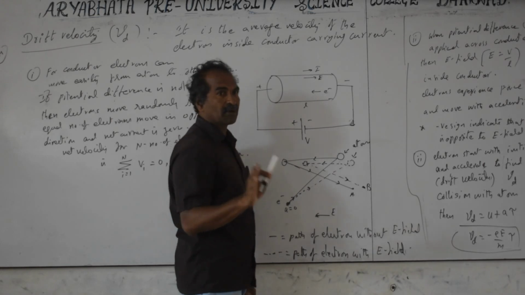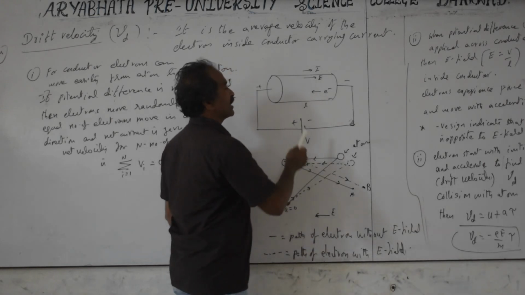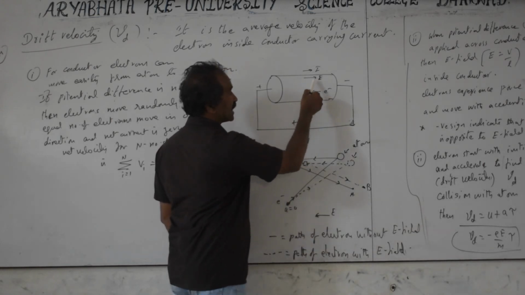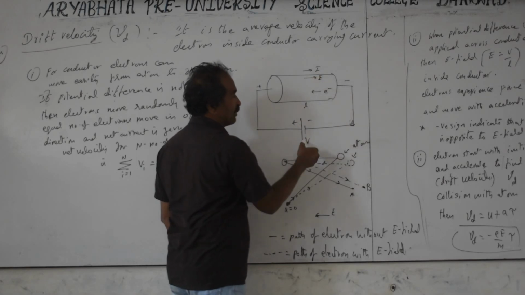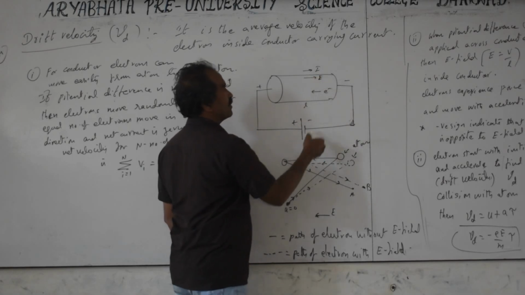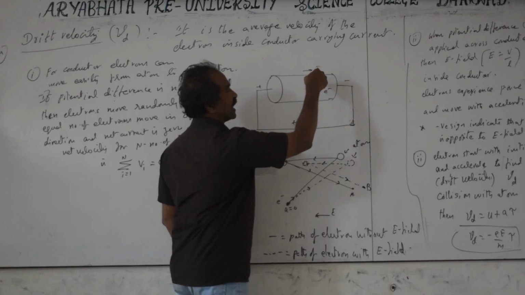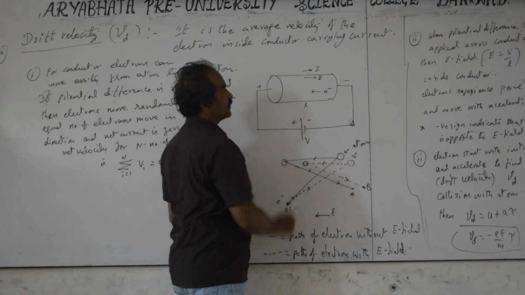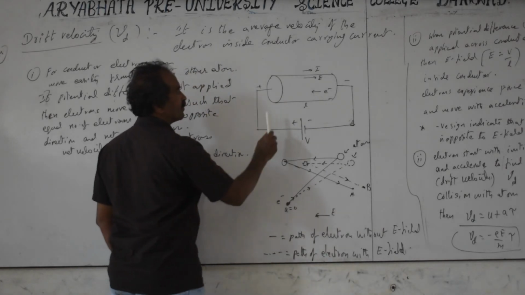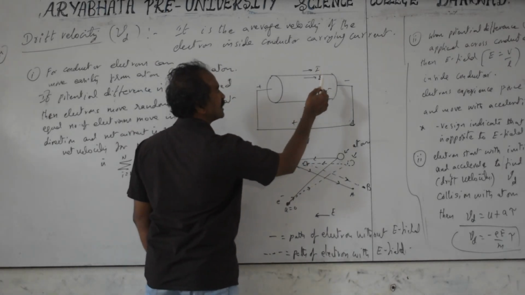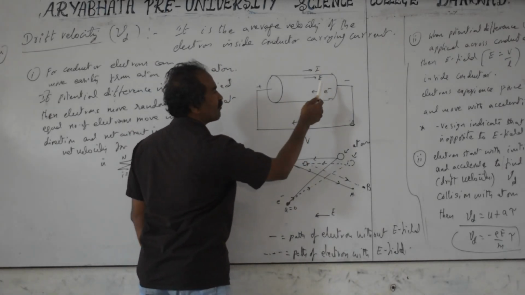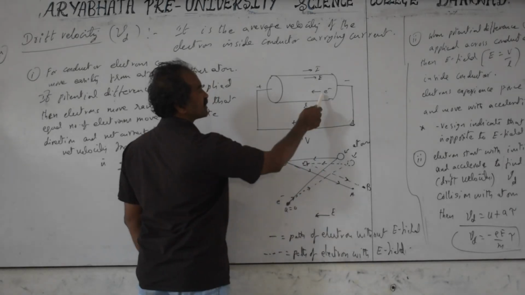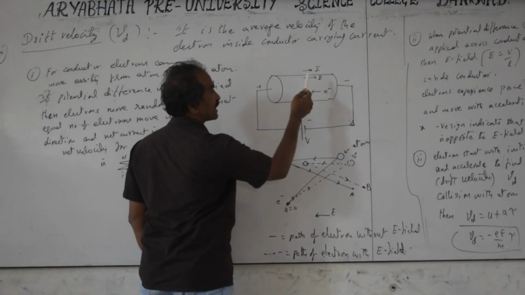This point is important and will come up repeatedly in the next class. The electric field is produced inside the conductor because of the battery only. The battery's potential difference V produces the electric field E inside the conductor. The relation is E equal to V by L. Whenever the electric field is produced, electrons experience a force due to the electric field and move in a specific direction.